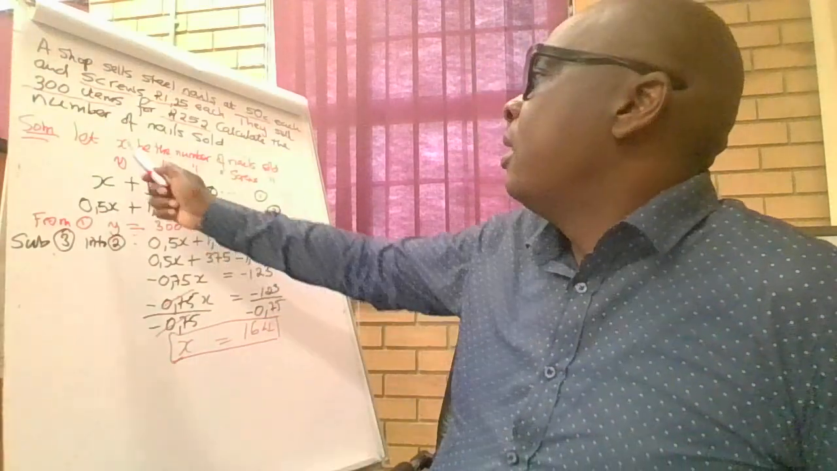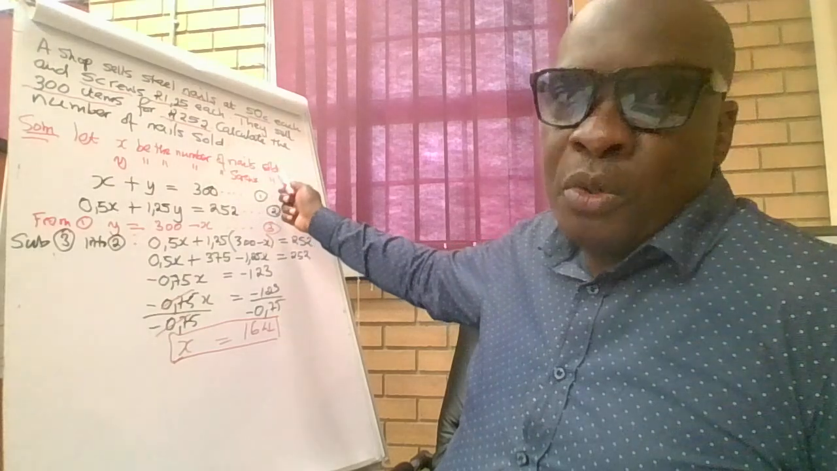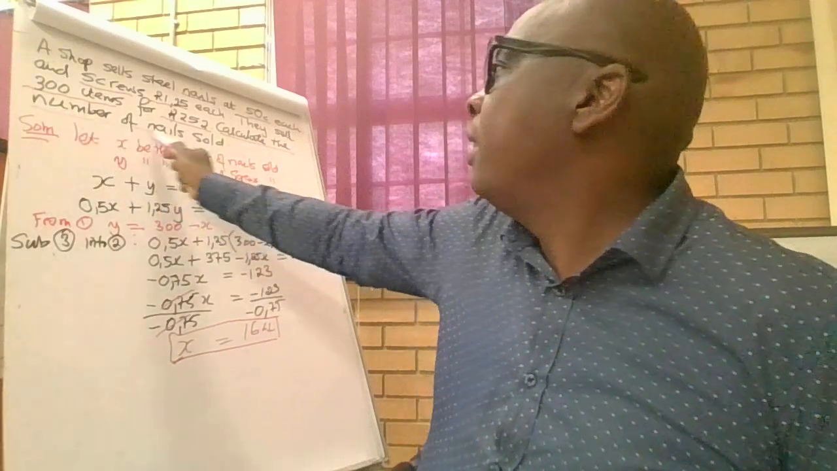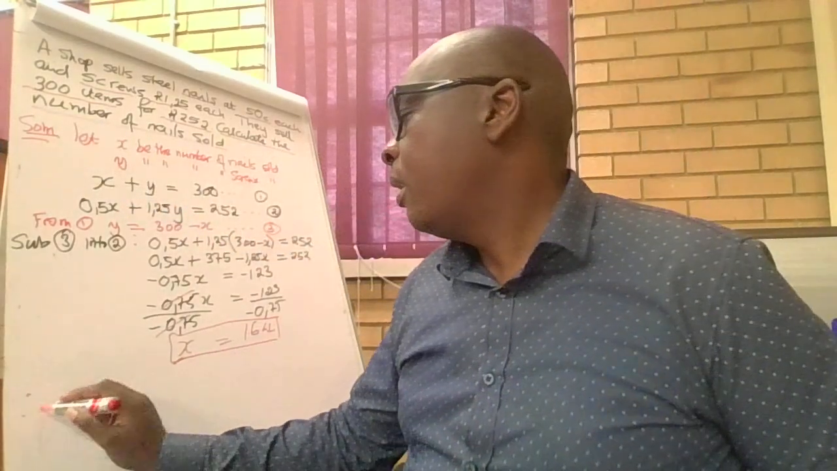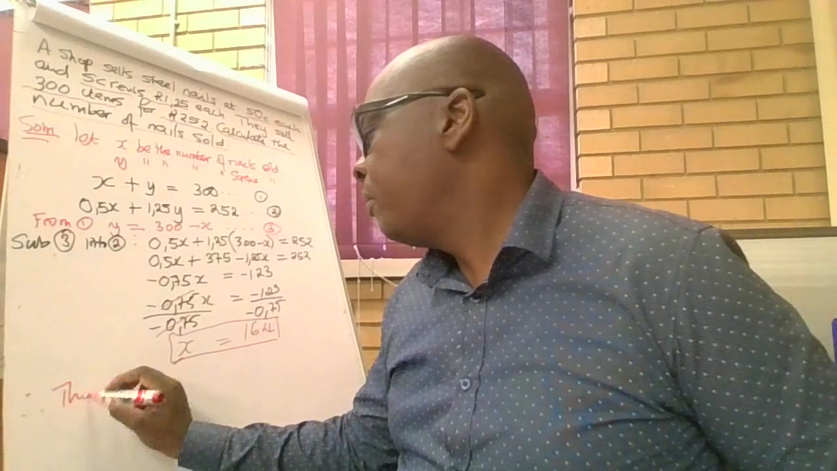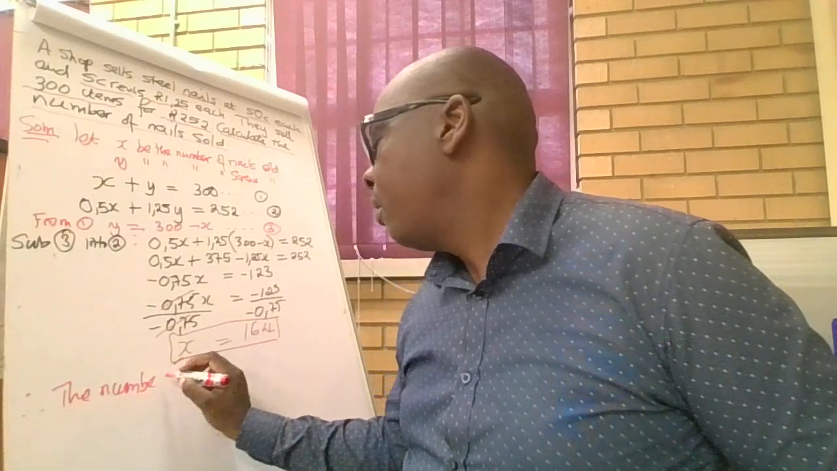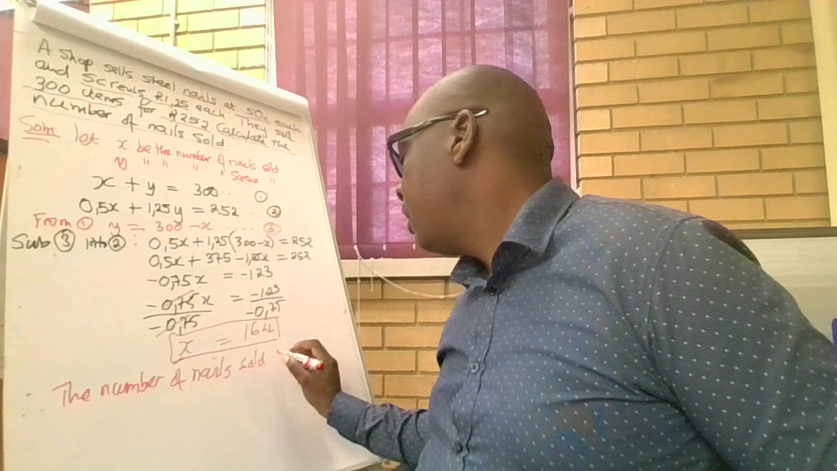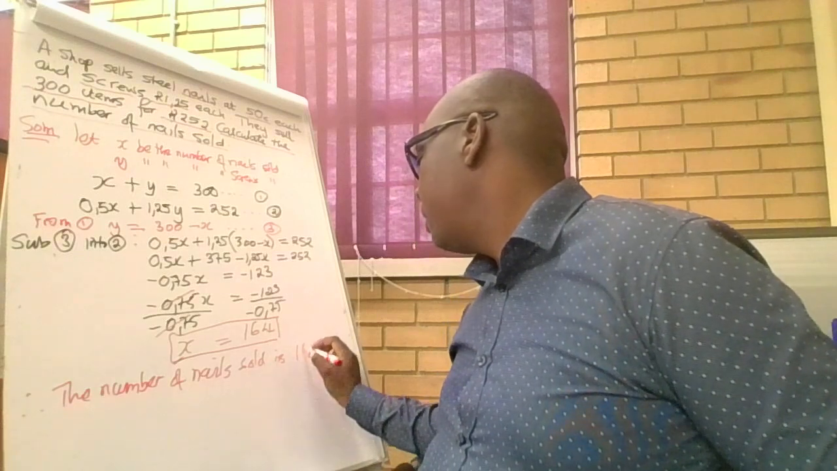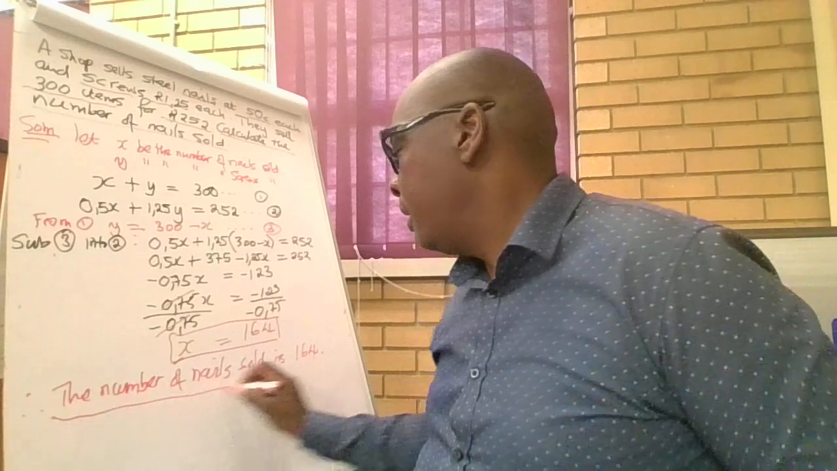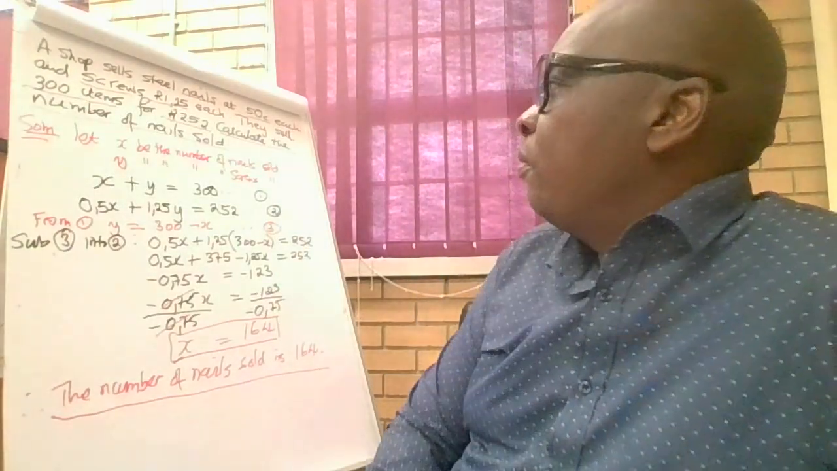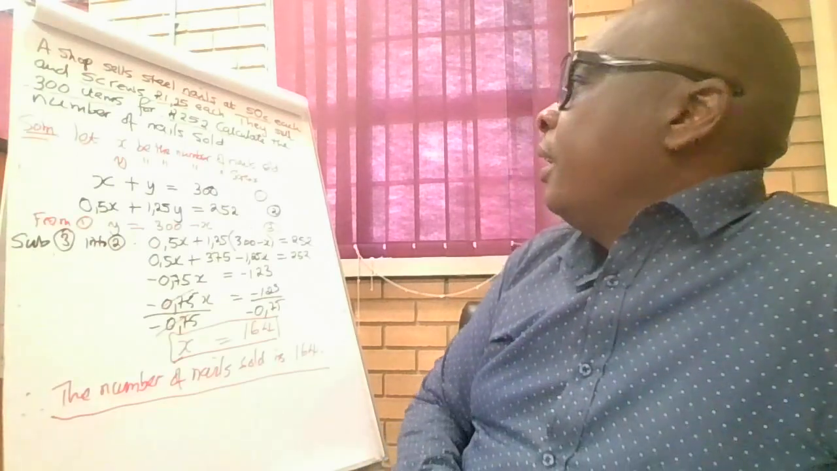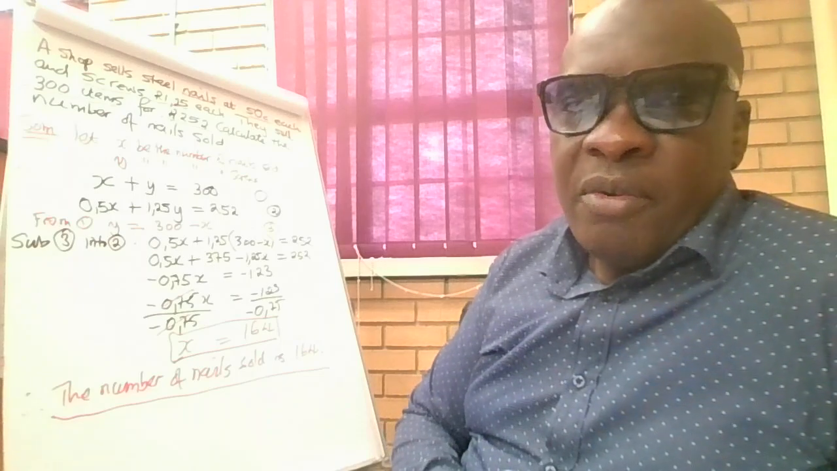So remember, what is x? We defined x to be the number of nails sold. And that's exactly what the question is asking us to do: calculate the number of nails sold. So therefore, the number of nails sold is 164. And that's it. We have managed to solve this problem by formulating equations and then solving them to get the required result.